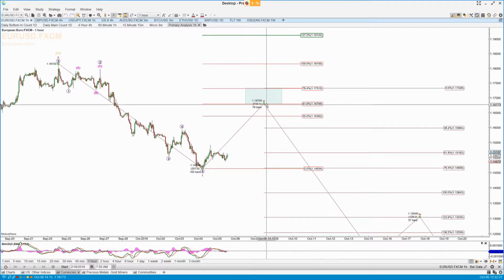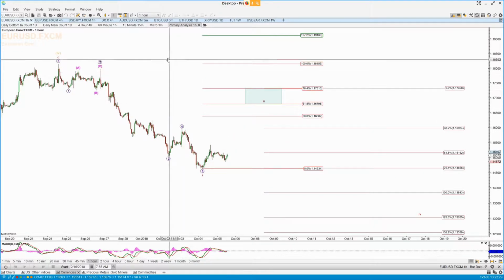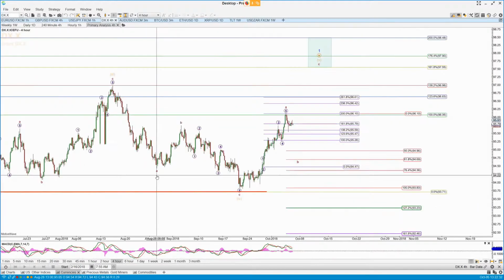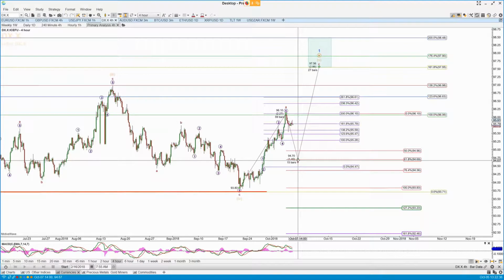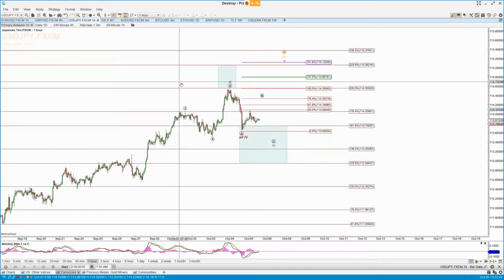Euro, I'm looking for this move up here. We possibly have a 1-2 of the initial part of the A wave of this 2 in place, and therefore correspondingly in the US dollar, I think we've got a 1-2 or possibly even an AB down, but I'm looking lower in this B wave in the US dollar.